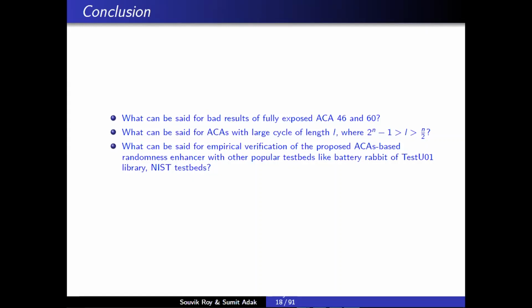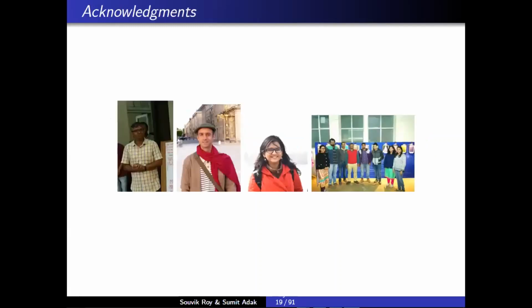And here for input we only use RAND, but if we use other random number generators as an input, in future we should test the enhancement by ACA for the other random number generators as an input. So these are some future directions of this work.